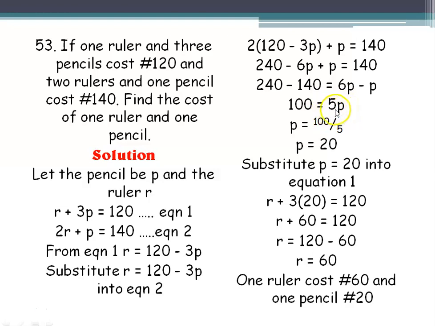And then I divide both sides by 5. 5P divided by 5. 5 cancel out 5. I'm left with P is equals to 100 divided by 5. And 100 divided by 5 is 20. So my P is 20.